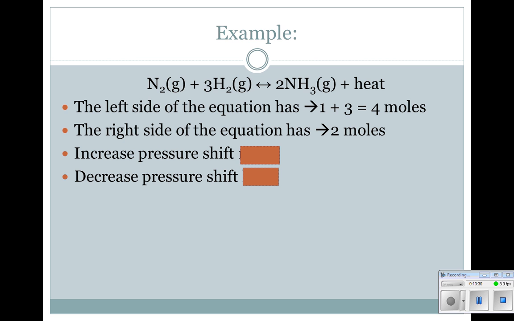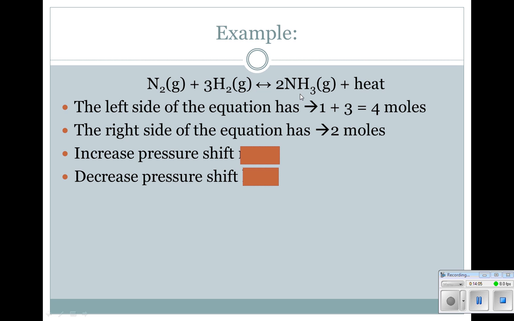If I increase the pressure, we said we favor the side with fewer moles. Let's think about why. If we increase pressure, we decrease the volume. And we know that gases want to spread out. If we have a small volume, I'm going to favor whichever way the reaction makes fewer particles. So remember we said we can substitute the word moles for molecules here. This way, if I go forward, I'm taking 4 molecules and I'm actually combining them into only 2.